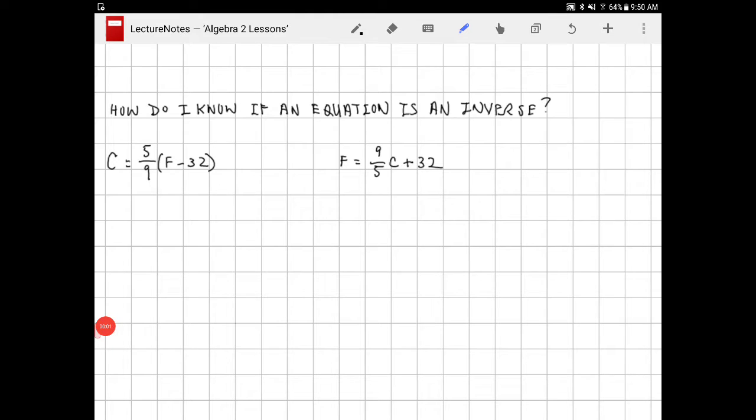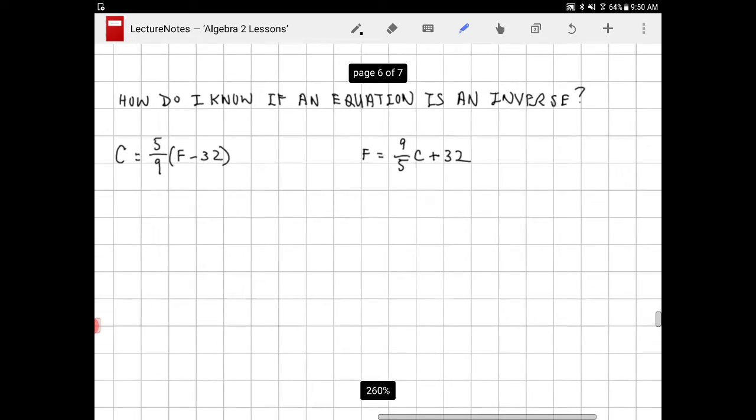Hello students, in this video I am going to go through three examples with you on how we can verify whether or not two equations are in fact inverses of one another. So let's take a look.